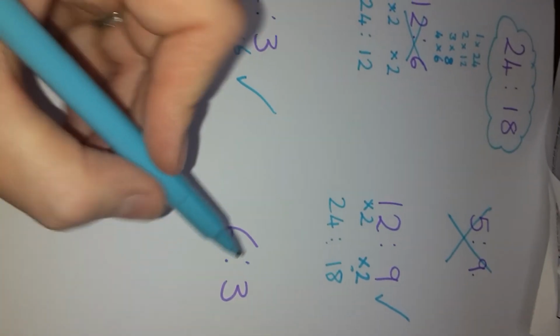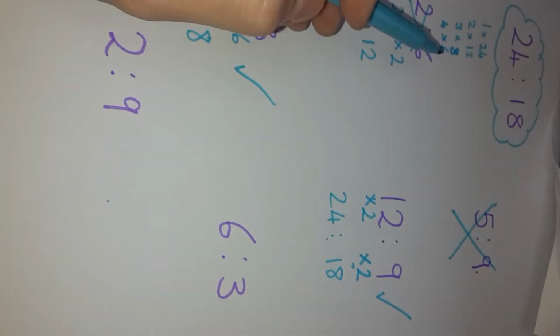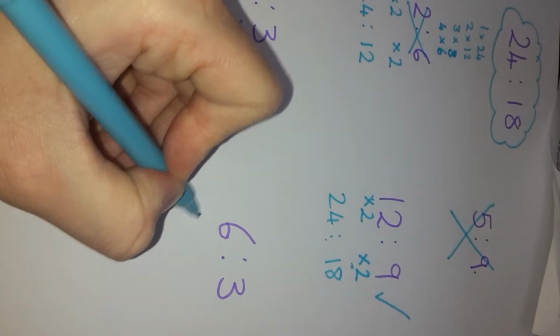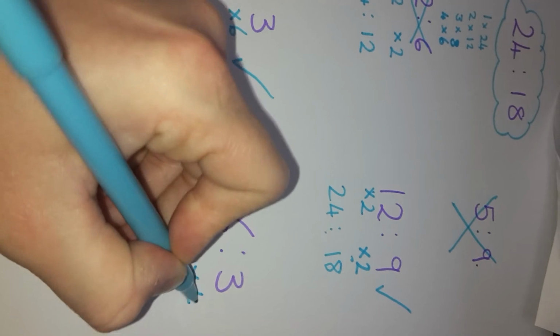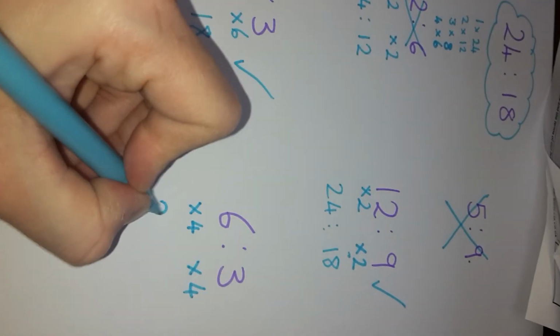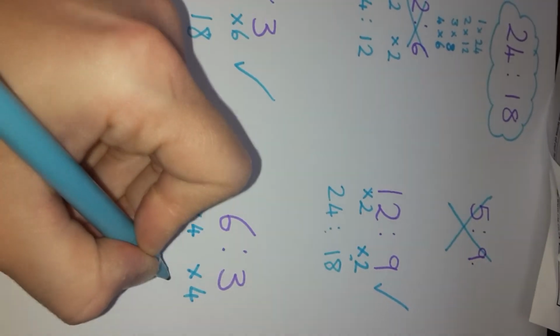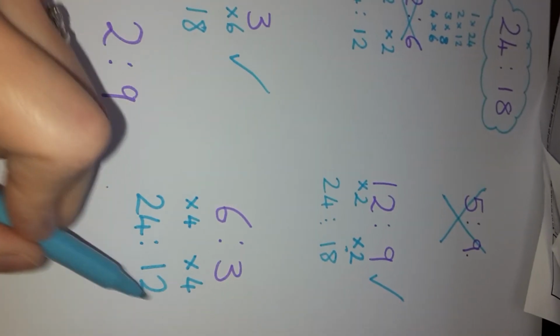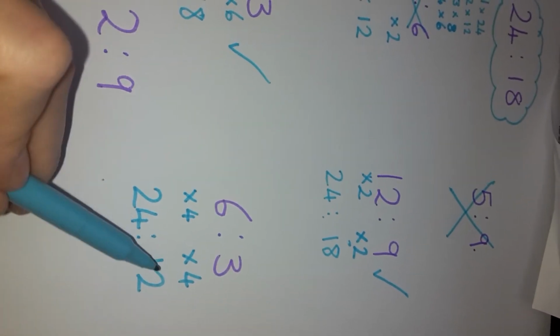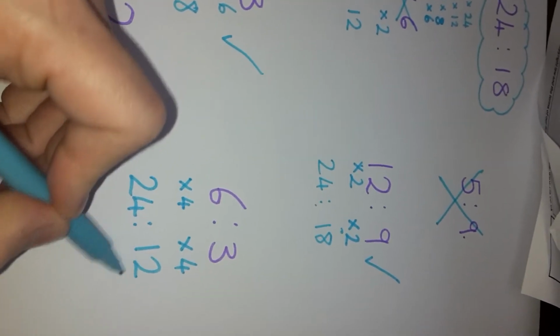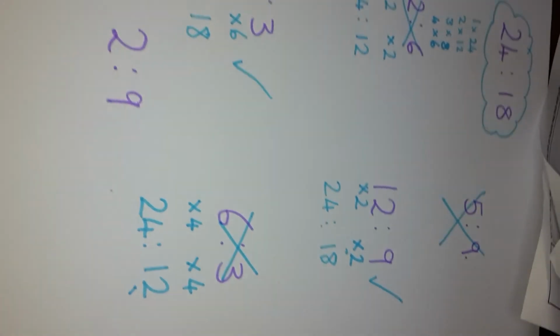What about 6 and 3? Yes, 6 is a factor. 6 times 4 makes 24. So we times this one by 4 as well, and we end up with 24 to 12. It's not the same amount, so we wouldn't have enough of the second bead to make a full pattern. So this one doesn't work.